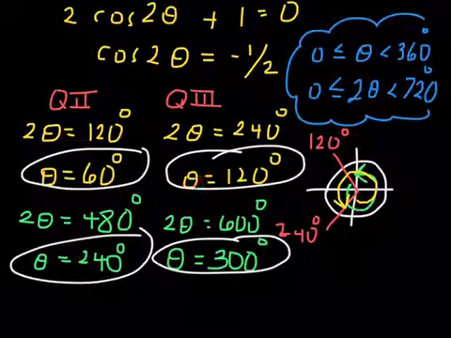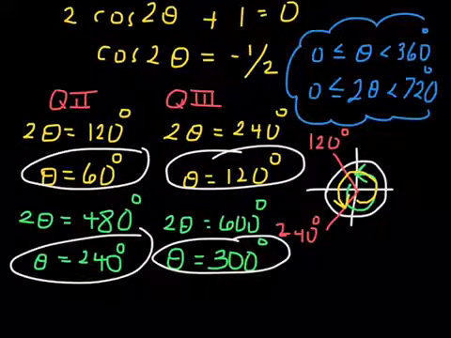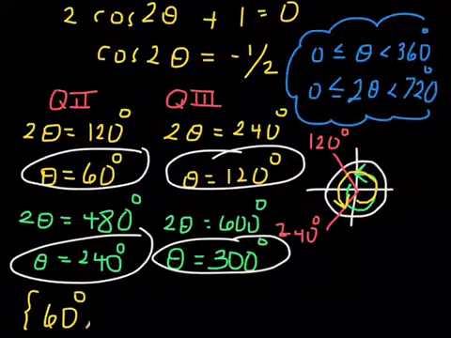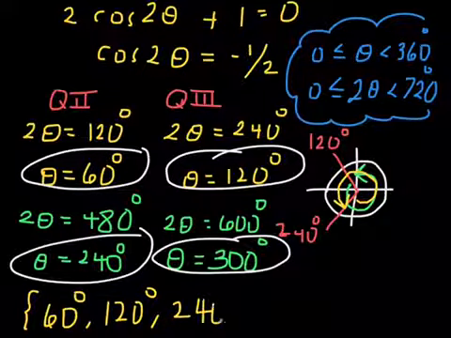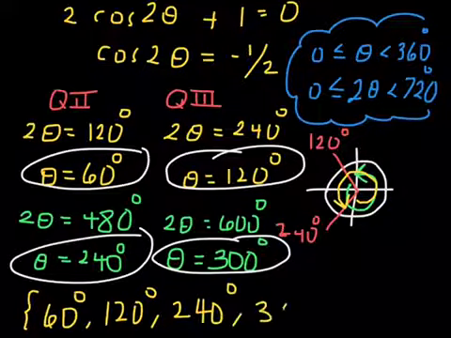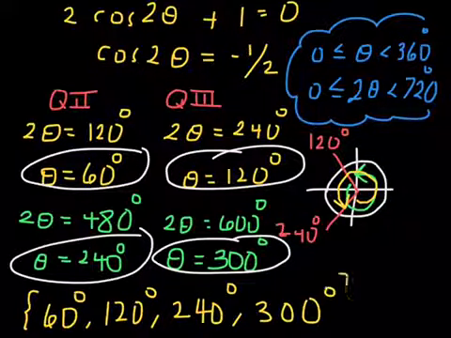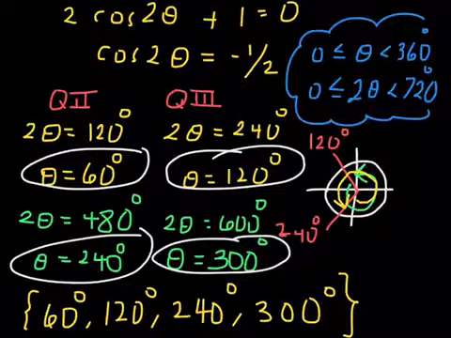So here's your final answer, okay? In set notation, 60 degrees, comma, 120 degrees, comma, 240 degrees, comma, 300 degrees. These are all of your solutions, all right, for theta between 0 and 360 degrees only.